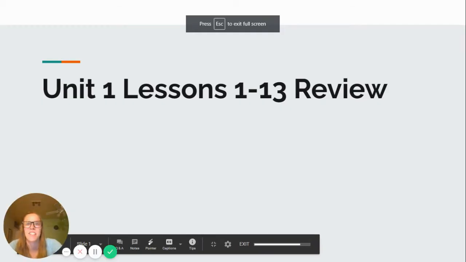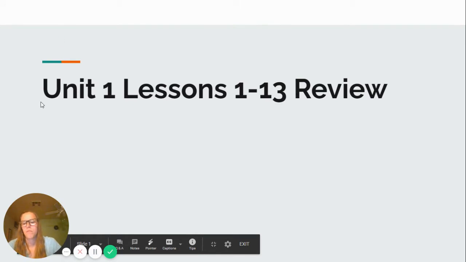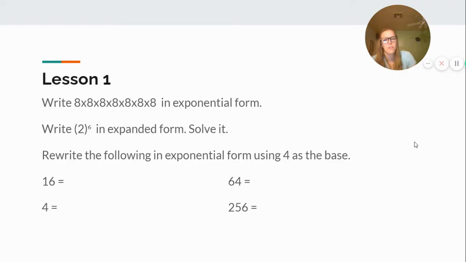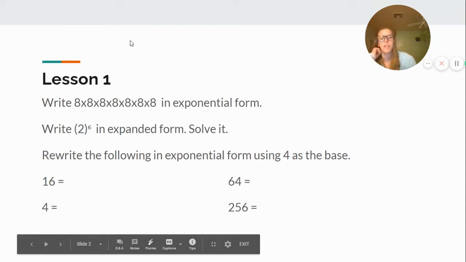Hello, 8th grade. So, like I said yesterday, today you're having a test. First we're going to review lessons 1 through 13, and then you will go take the test on Edmodo. For lesson 1, we basically looked at exponential form. We're just going to work through problems from each lesson like we did for the quiz. So that's how we're going to do this review.